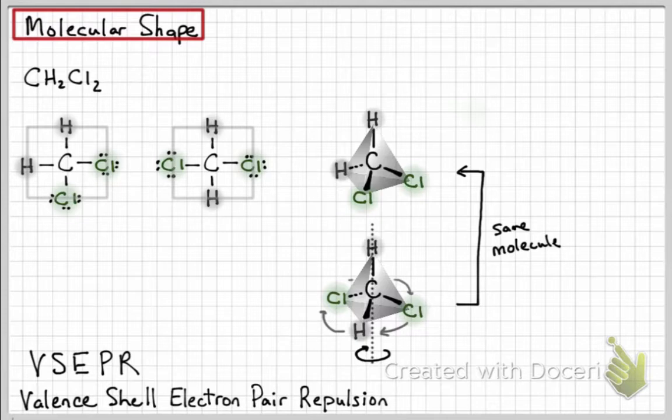The electrons in those pairs, of course, are negatively charged and repel each other. Opposite charges attract, and like charges repel. So based on the fact that they're all negatively charged in those bonds, they'll want to get as far away from each other as possible.